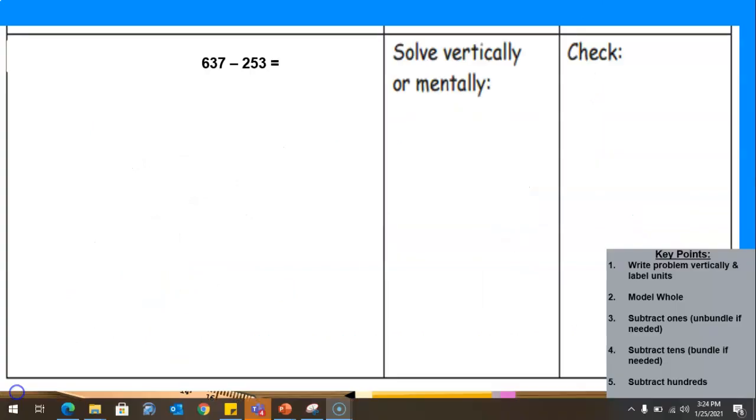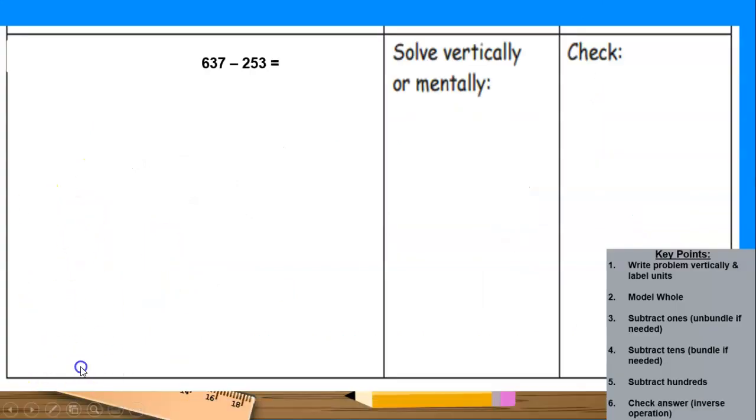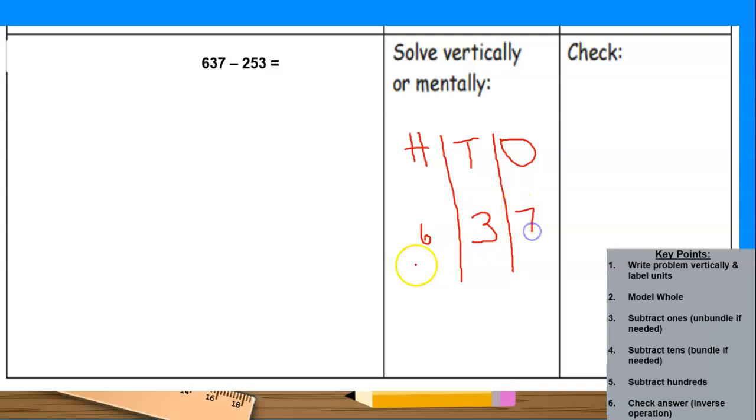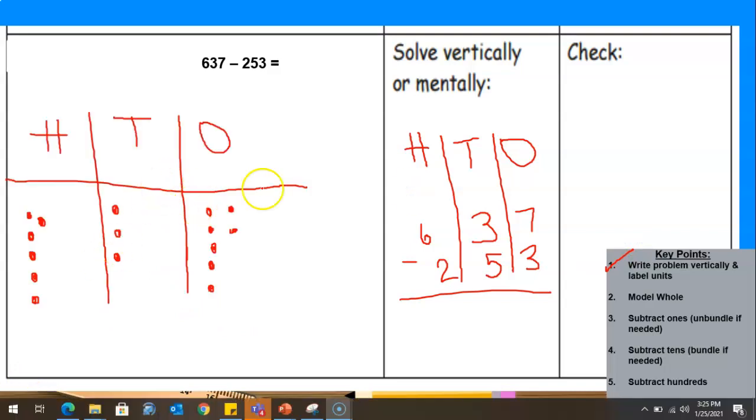Great job. So we're going to work another problem like the ones we did. This is how it's going to look in the classroom. So, boys and girls, the first thing is that I write the problem vertically. Remember, with this kind of problem, we cannot solve it mentally. I already did that. Then I model the whole, boys and girls. Here's what you should have: 6 hundreds, 3 tens, and 7 ones.